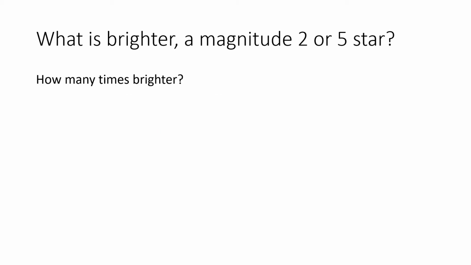So, what is brighter, a magnitude 2 or a magnitude 5 star? Well, which one is going to be closer to the left-hand side of the number line? Which one is closer to the negative numbers? Clearly, that's a magnitude 2. So we know that a magnitude 2 star appears brighter than a magnitude 5 star. But how many times brighter? To answer that question, we need to figure out how many magnitudes we've moved.